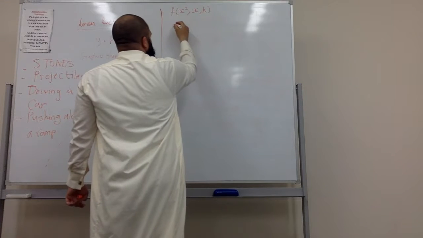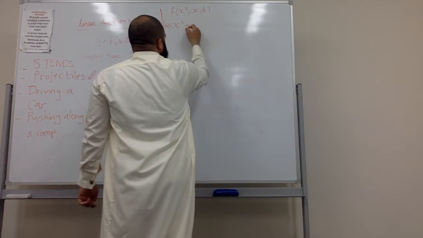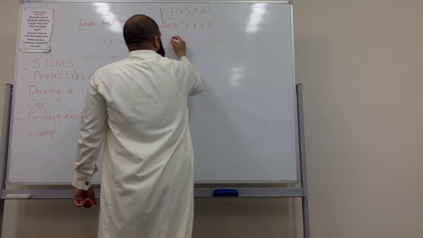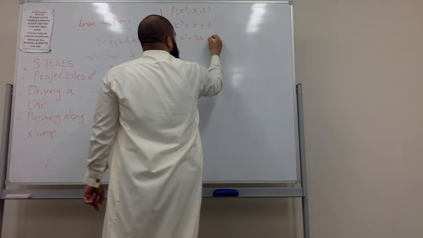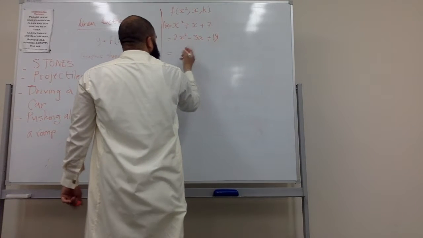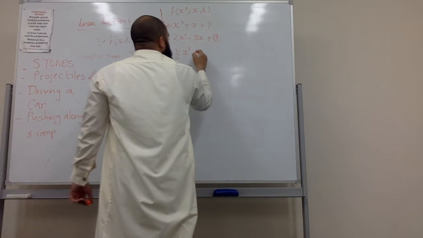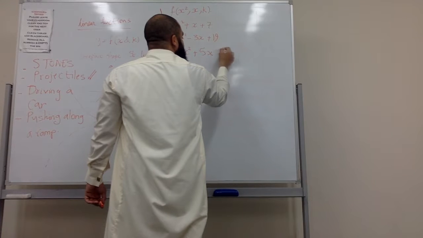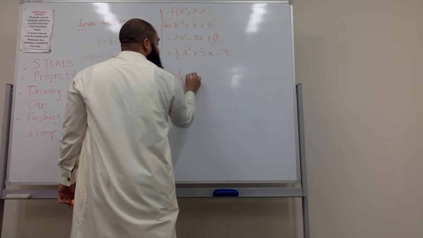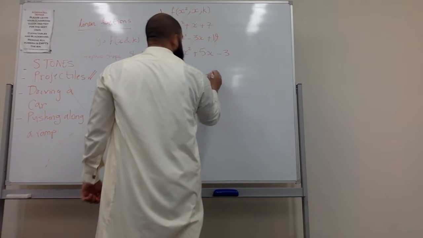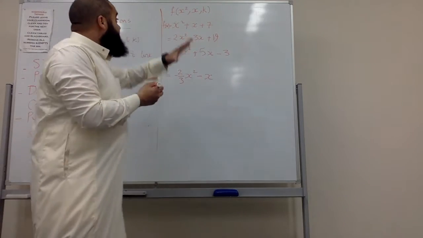So we can say f of x equals x squared plus x plus 7. We can say 2x squared minus 3x plus 19. We can say half x squared plus 5x minus 3. We can say negative 2 over 3 x squared minus x. So it is a function in x squared and x. This is the quadratic function.